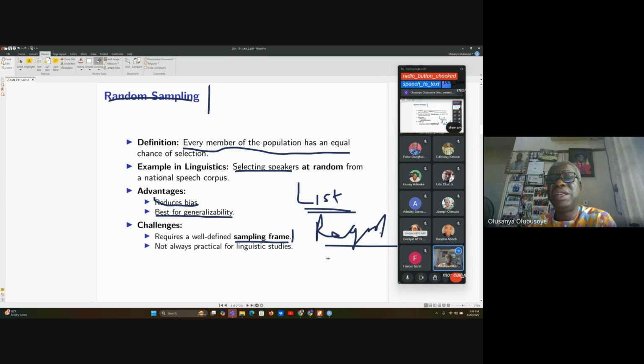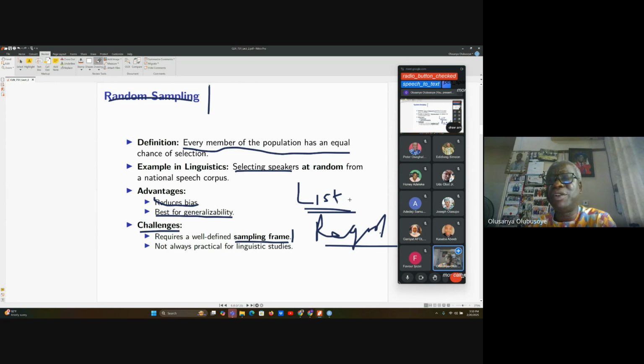So if you get the register, or call it the matriculation register, that will show you how many students have passed through this university. And from that register, you can draw your sample. So random sampling requires that you have that list.